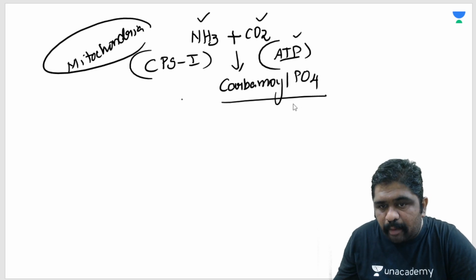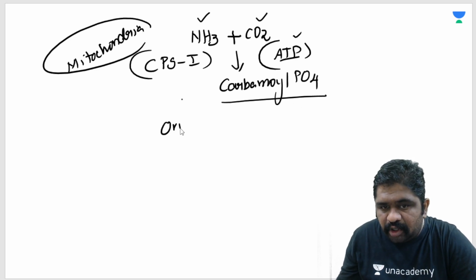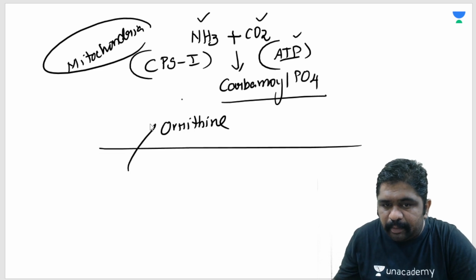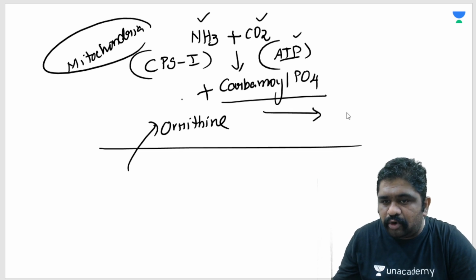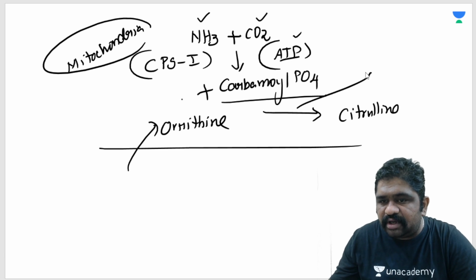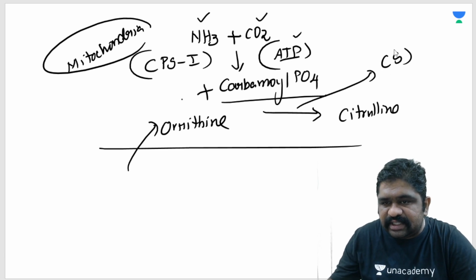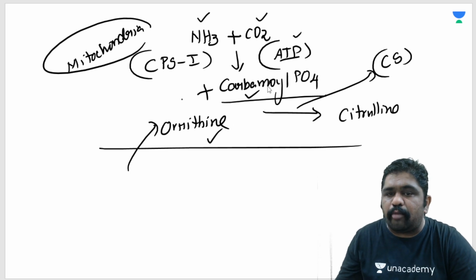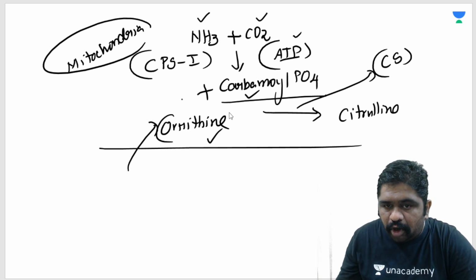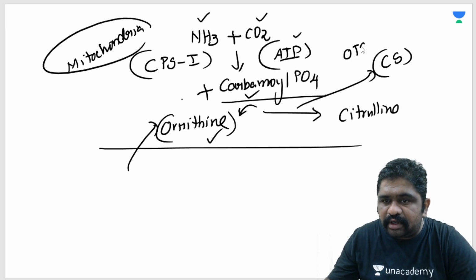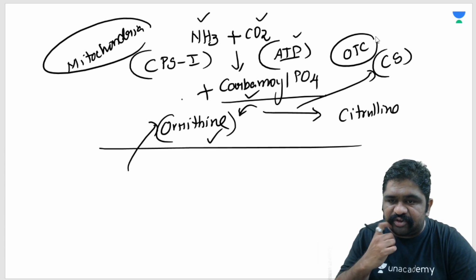Now, this carbamoyl phosphate will react with ornithine that enters into the mitochondria, and that will react to form a compound called citrulline. So the enzyme here is called citrulline synthase or ornithine transcarbamylase, because to the ornithine I am able to transfer the carbamyl group. So ornithine transcarbamylase can be the other name for the enzyme.